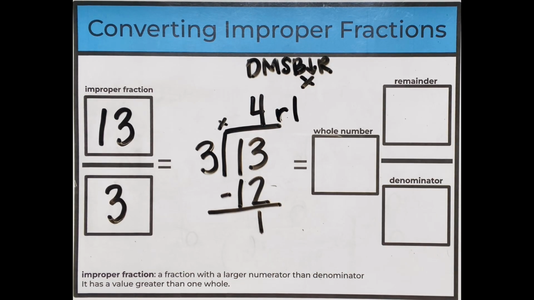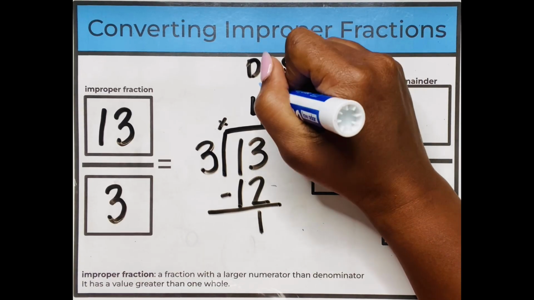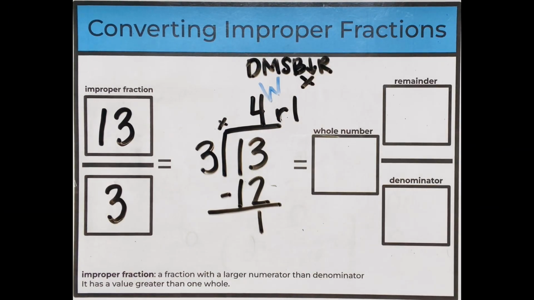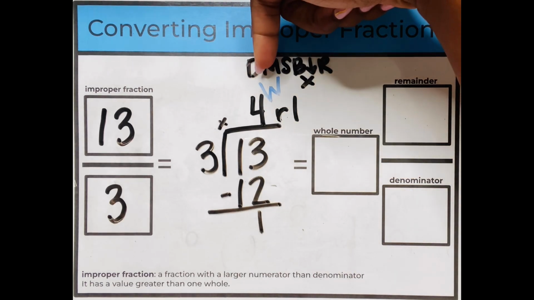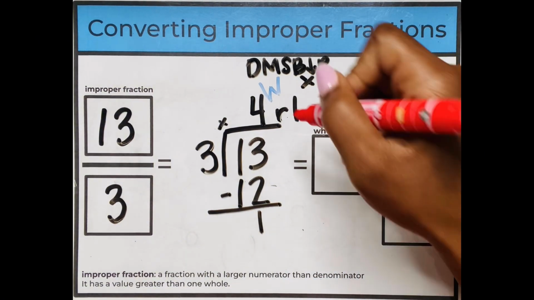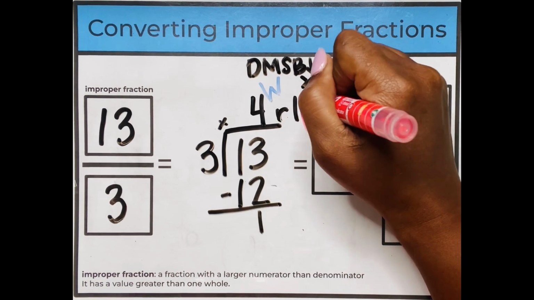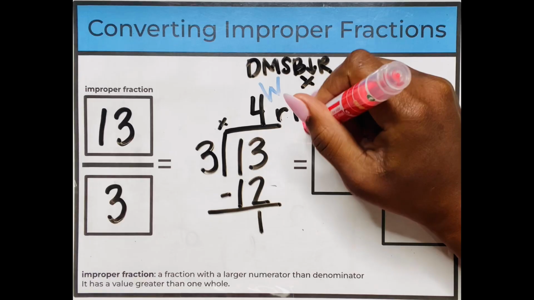Now let's label. 4, that number on top will always be your whole number. Whatever number is up here is always the whole number. Okay. The remainder is always your numerator. Okay. So you can write an N for numerator.